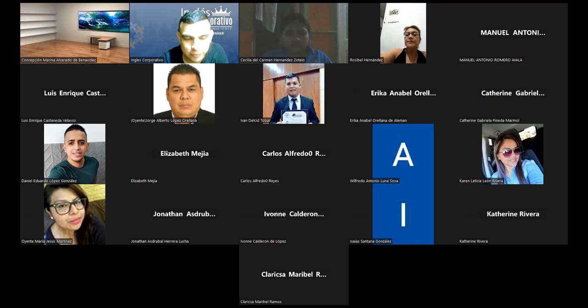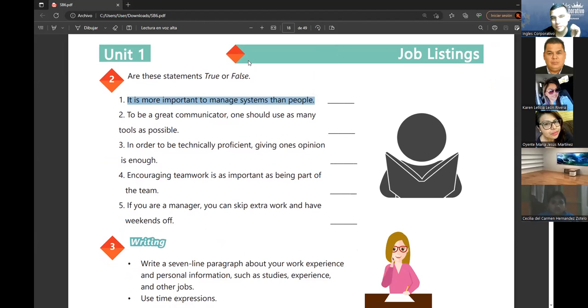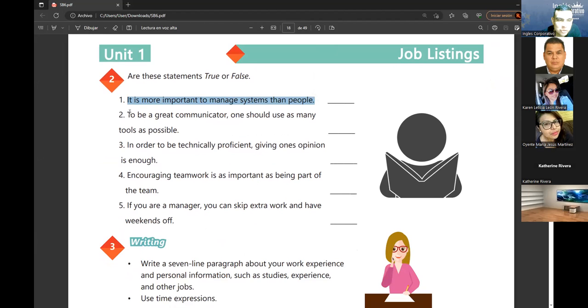Hello. Okay. Now let's double check the exercise. The true false. Okay, for example, according to the paragraph, it is more important to manage systems than people. Is it true? False. Is it false? False, exactly. Para ellos es más importante el trato a las personas que a los sistemas. To be a great communicator, one should use as many tools as possible. It's true. True. Excellent.